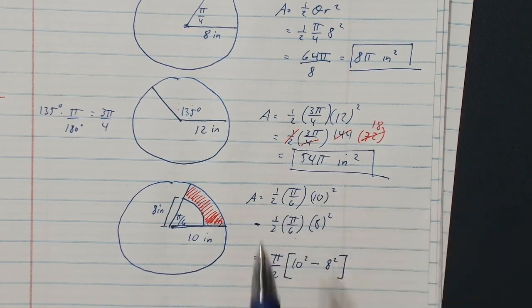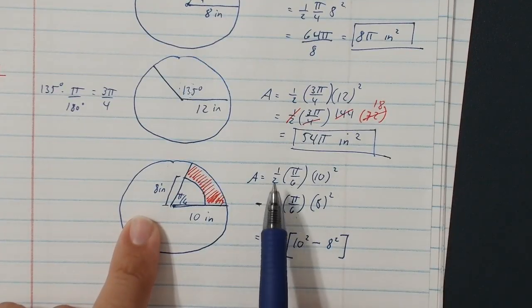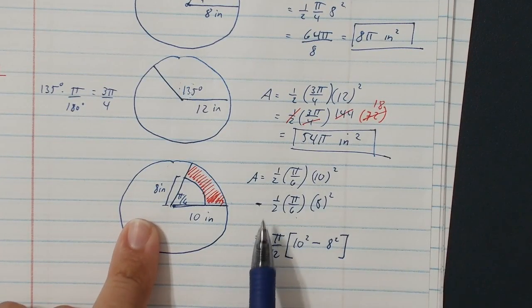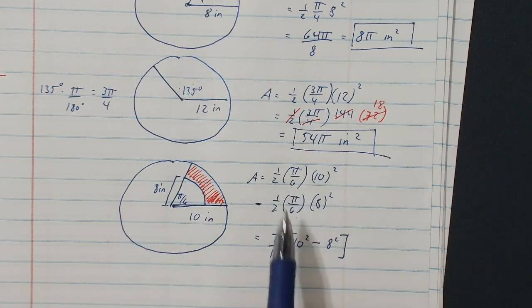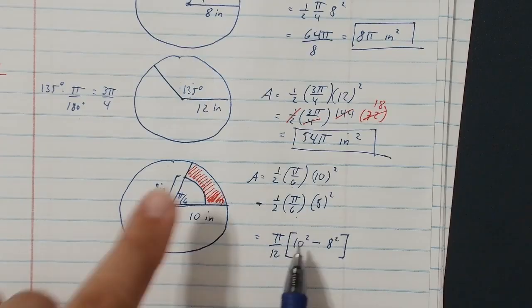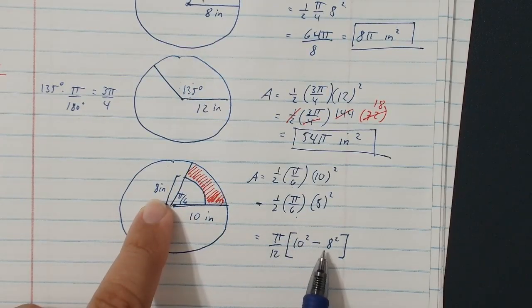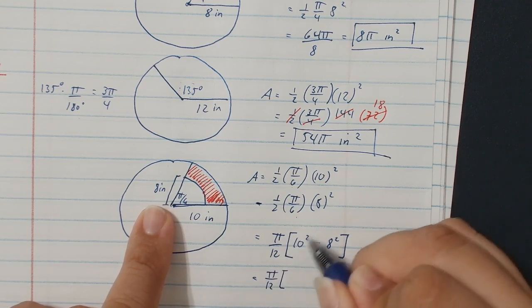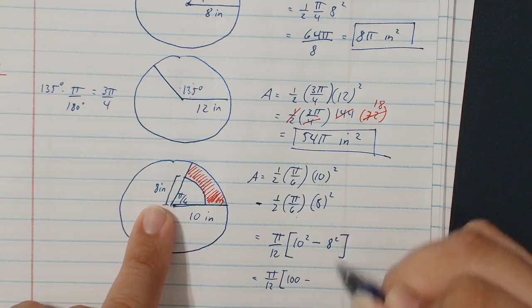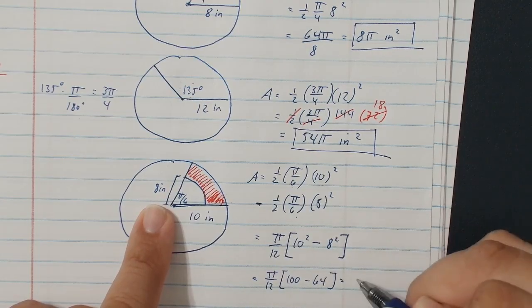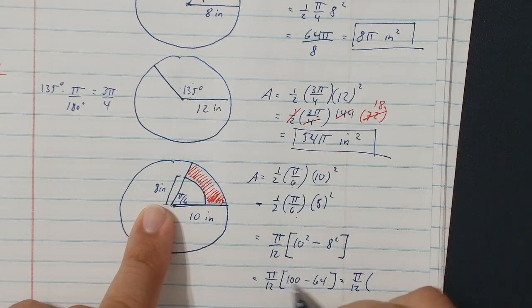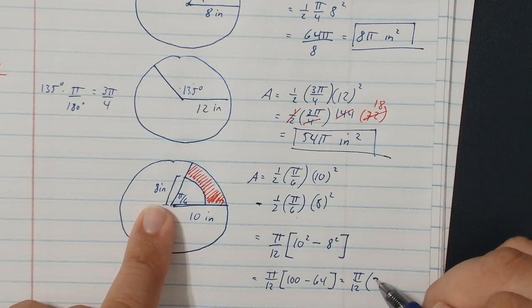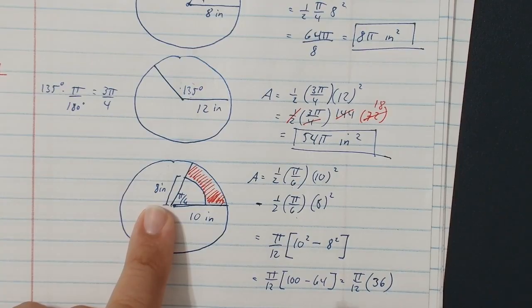And in general, that's how that works. You're going to have a similar formula, 1/2 theta r squared, but instead of having just a single r squared, you're going to have the bigger r squared minus a smaller one. So here we go. This gives us pi over 12 times 100 minus 64, that's 36. And we multiply. 36 divided by 12 is 3, and don't forget your pi.